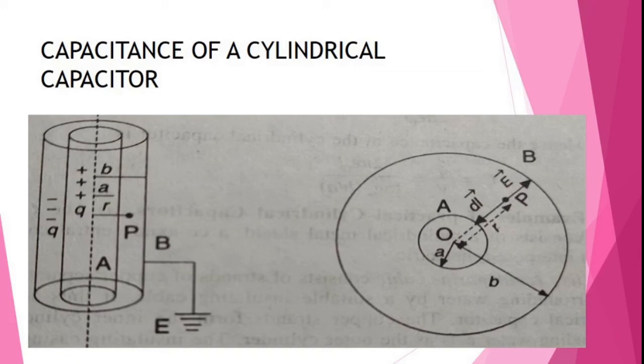Now we know that the outer cylinder is earthed. That means the charge plus Q induced on the outer surface of the outer cylinder flows to the earth. Here also we are considering a point P which is at a distance R, and we are going to find out the electric field at that point, and we are going to find out dl, so that we will get E dot dl, and integrating that you will get a potential difference V. From that we can find out the capacitance by the equation C is equal to Q by V.